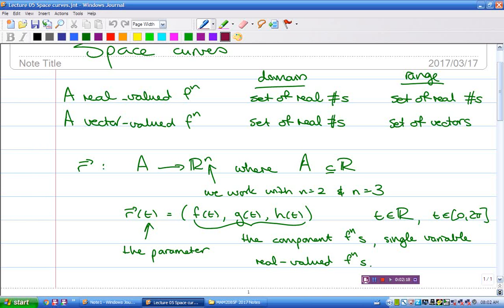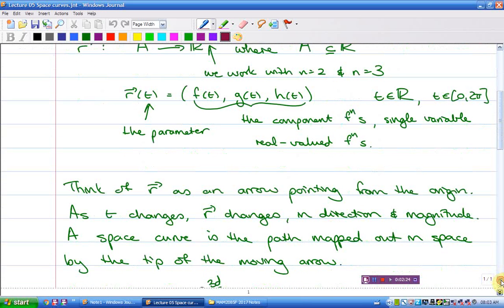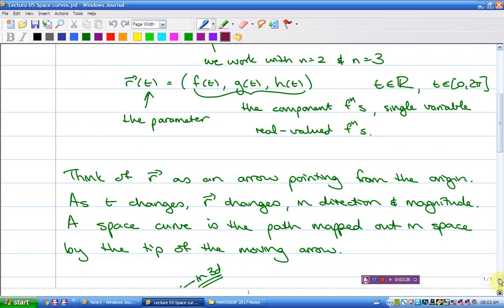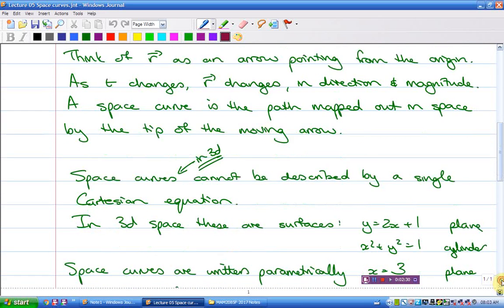We call those functions f, g, and h. We call them the component functions, and they are very ordinary sort of functions. There'll be things like sine t or t squared or something like that. So there's the stuff about the arrow.